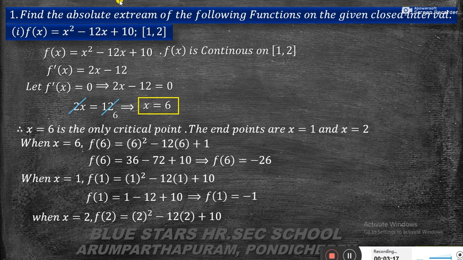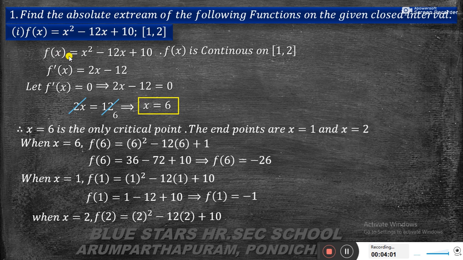Now we discuss exercise 7.6. First problem, find the absolute extrema of the following functions on the given closed interval: f of x equal to x square minus 12x plus 10, interval 1 comma 2. You see the question, they ask to find the absolute extrema. Extrema means the maximum and the minimum. So they gave the function f of x equal to x square minus 12x plus 10 and the interval 1 comma 2. From this we find the absolute extrema.